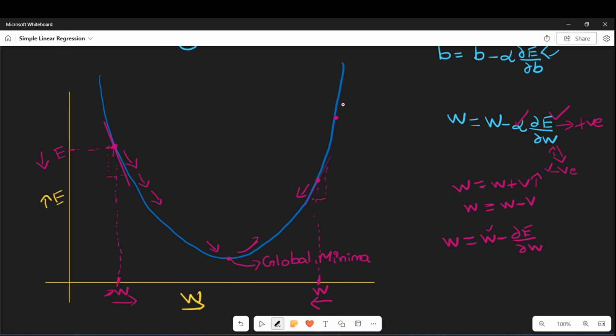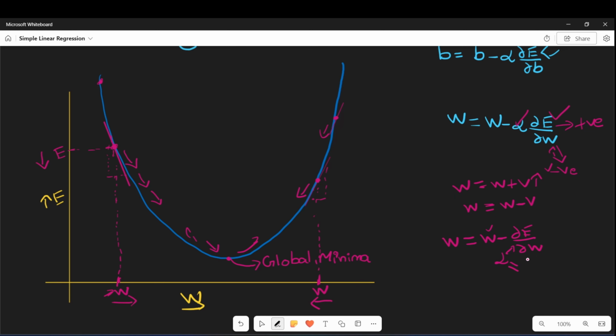Now again we calculate the dou E by dou W value at this point. Now here we will get a positive slope and we know that we will move towards the left. But since dou E by dou W value will be again large, in fact even larger than the previous dou E by dou W value, it again goes towards the global minima, overshoots, and now it will reach somewhere around here. Like this, the point will keep on oscillating, never reaching the global minimum point. That's why the learning rate is multiplied with the dou E by dou W value here.